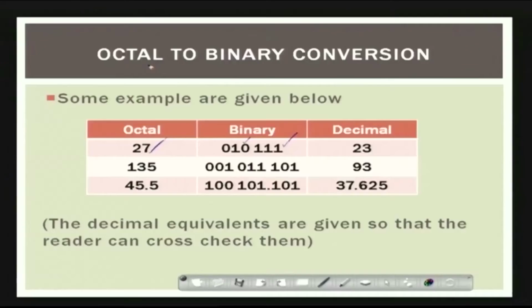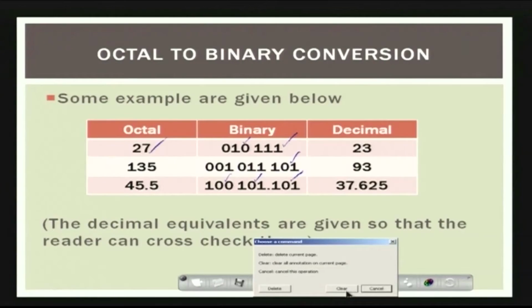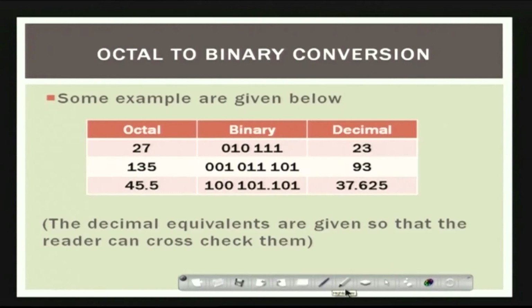So, 135: 1 cannot be written as 1, I told you, it should be written as 0 0 1. 3 cannot be written as 1 1, but it should be written as 0 1 1. Same way 5 becomes 1 0 1. Same way 45.5, you see 4 is written as 1 0 0, 5 is written as 1 0 1, and this 5 is again written as 1 0 1. So, this you should remember in mind. This is how we convert octal to binary form.